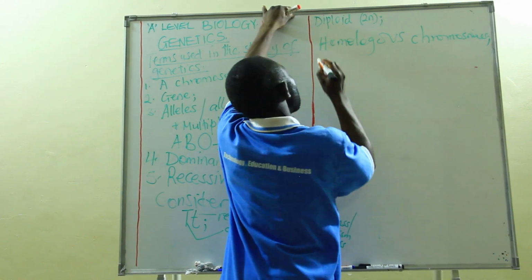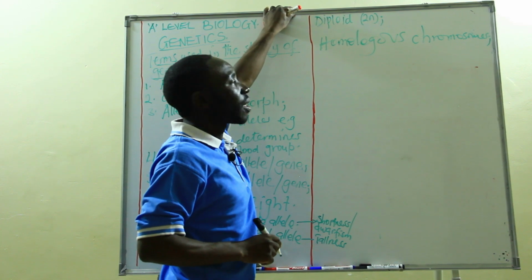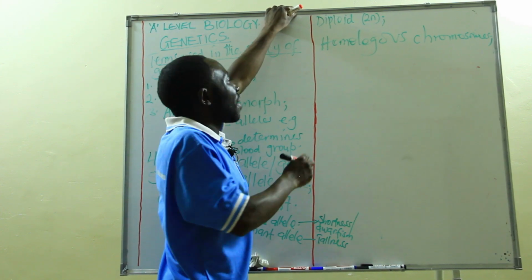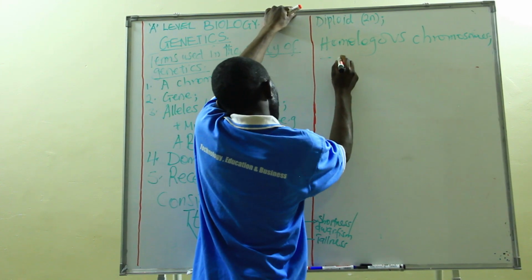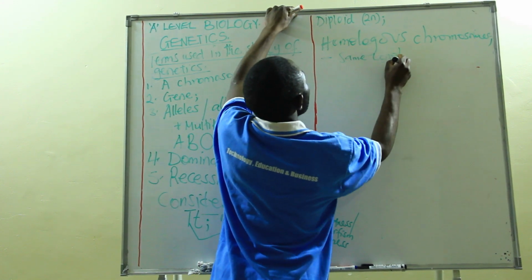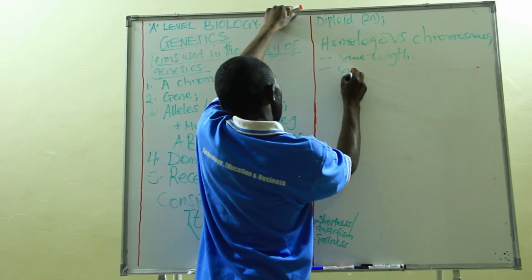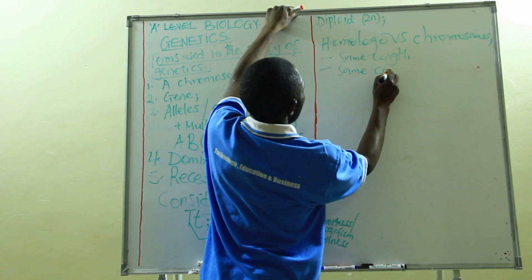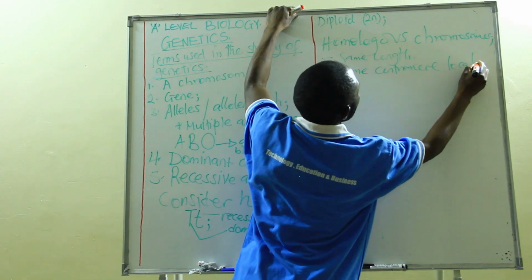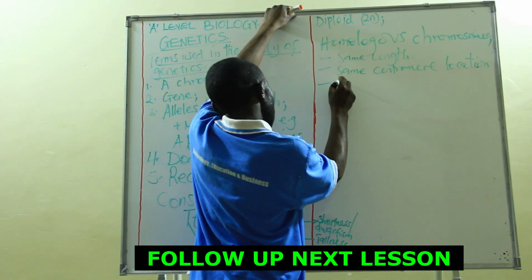The word homologous means similar, and so these organisms which have homologous chromosomes, the chromosomes are similar in a way that they are of the same length, that is one. Two, same centromere location. And then three, same sequence.